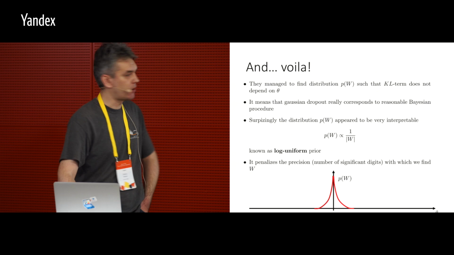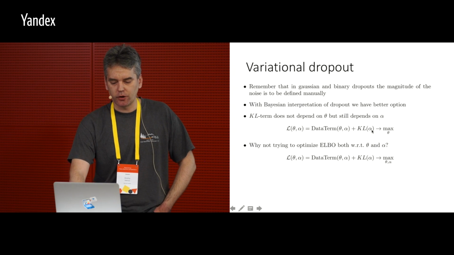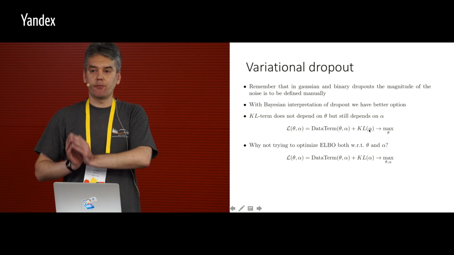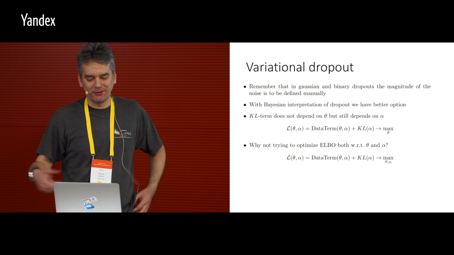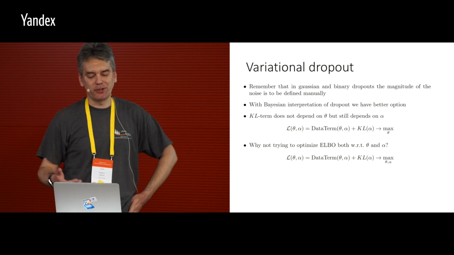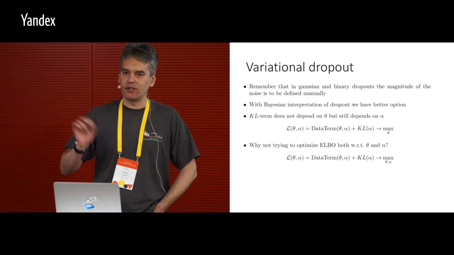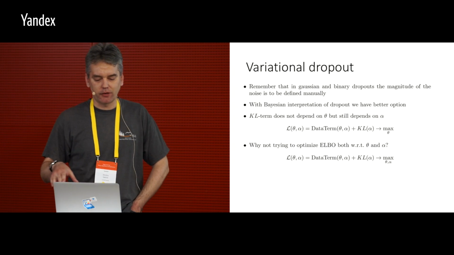And using this prior distribution, we immediately show that our KL term between our variational approximation and this log uniform prior doesn't depend on theta. Of course, it should depend on alpha, because it has to depend on some variational parameters. So it doesn't depend on theta, but it depends on alpha. But still alpha is fixed in our Gaussian dropout procedure. These two algorithms are equivalent.